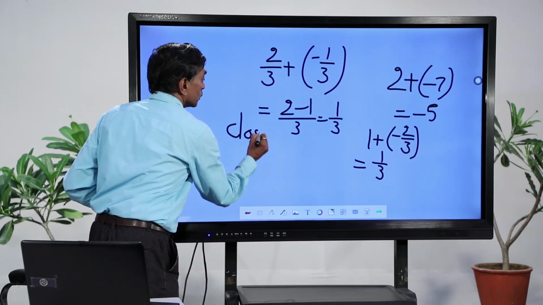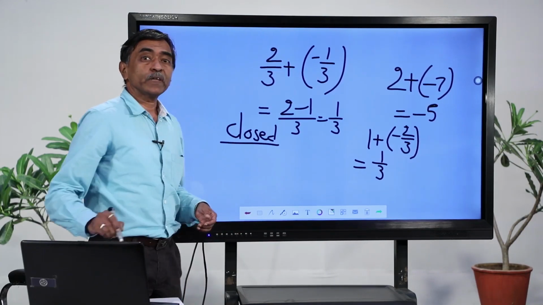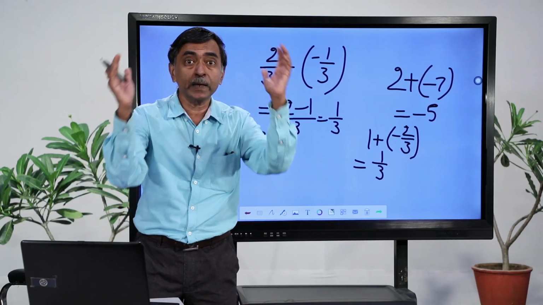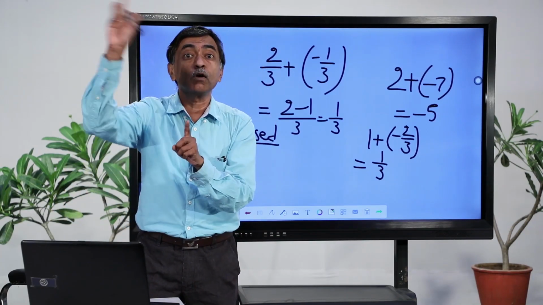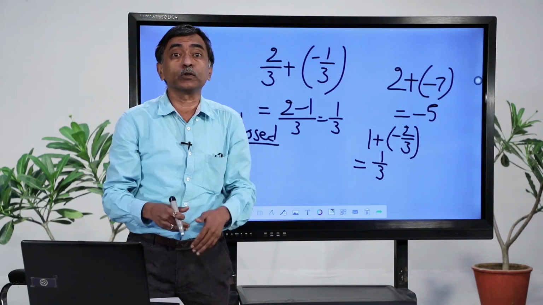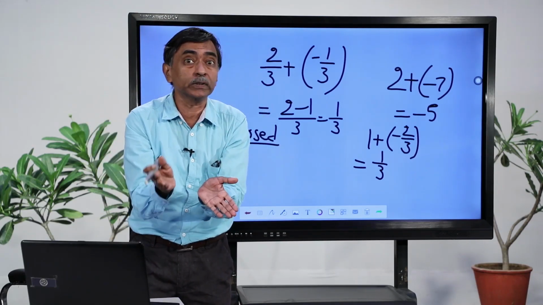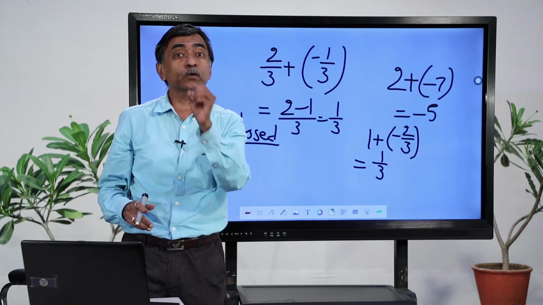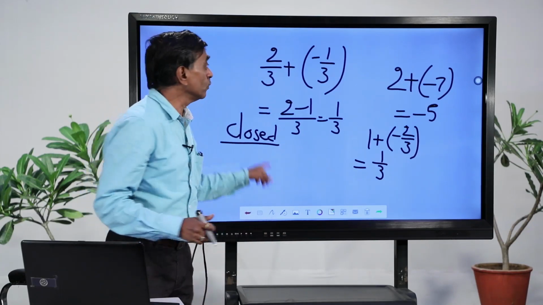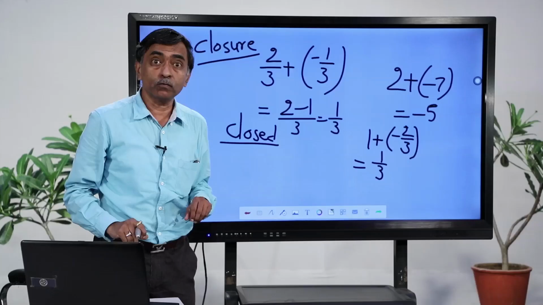The word closed is used in this sense: whatever two numbers you take from that box of rational numbers, the result does not go out of it, it remains in that box only. It is a closed box, and there is no space to go out if the two numbers are rational numbers. We say that this is the closure property for rational numbers. So, what does it say?